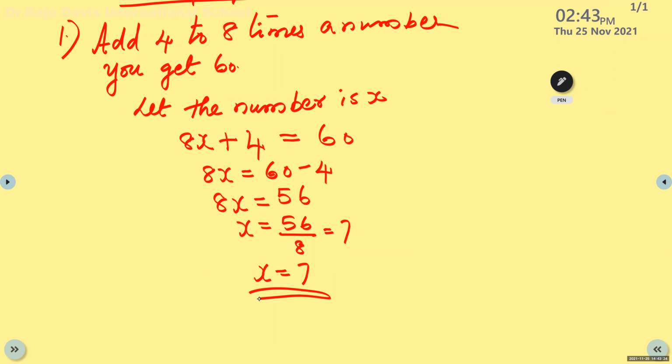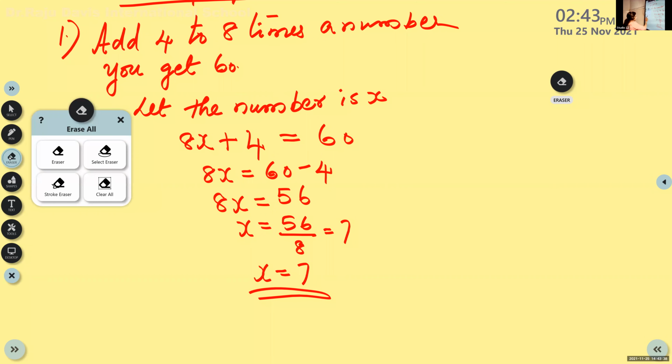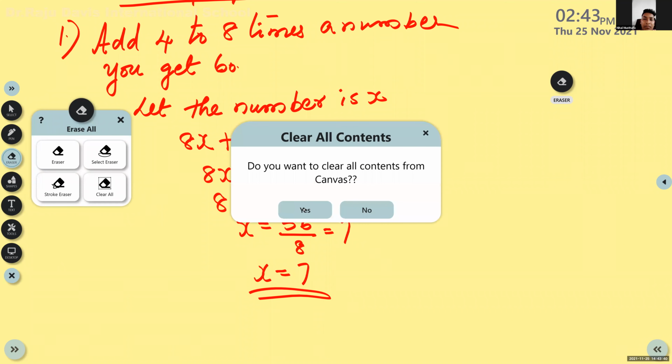Ma'am, do we have to create this question? Yes. Create the question equation. You have to frame the equation and you have to solve it. That is the question you have to do.